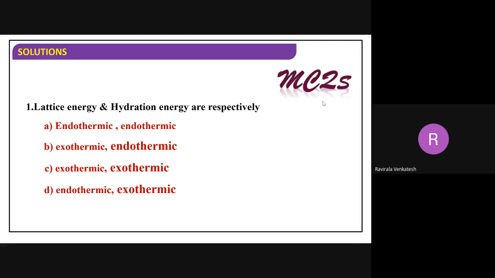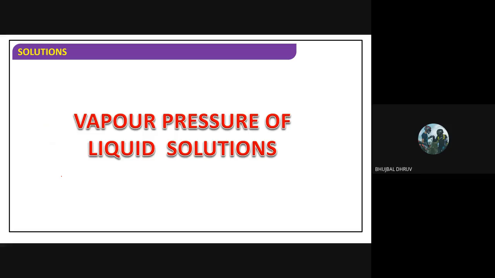Anybody? Lattice energy, hydration energies are respectively... D. Lattice energy will be by absorption of positive heat, hydration energy will be released. Correct? Or negative? So it will be endothermic and exothermic. Answer will be what here? D. Let me discuss, continue this one, vapor pressure of liquid solution.